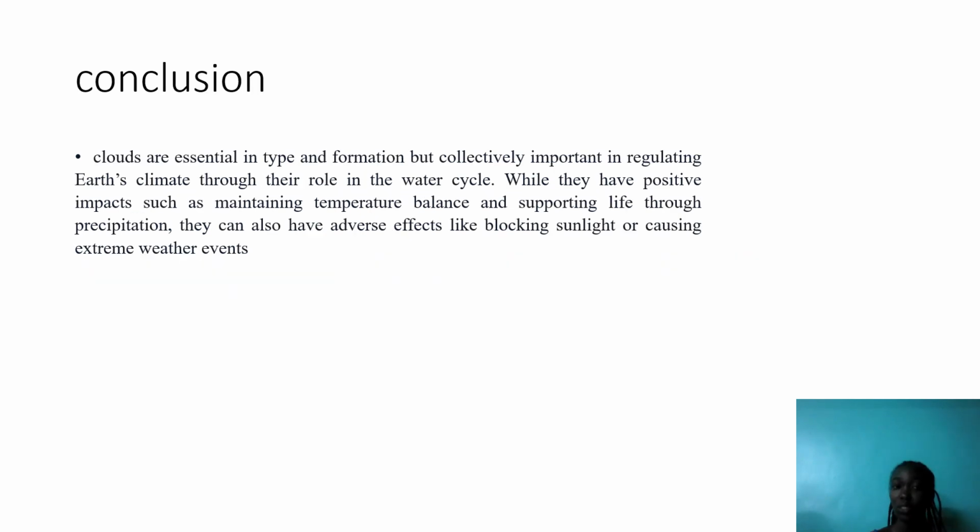In conclusion, clouds are essential in their formation and important in regulating the Earth's climate through their roles in the water cycle. While there are positive impacts such as maintaining temperature balance and supporting life, precipitation can also have disastrous effects like blocking sunlight or causing extreme weather events.